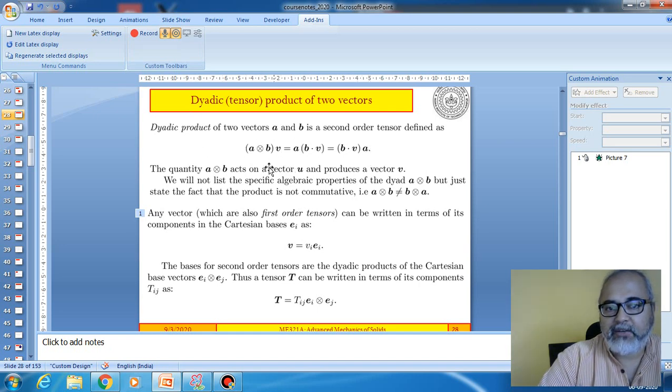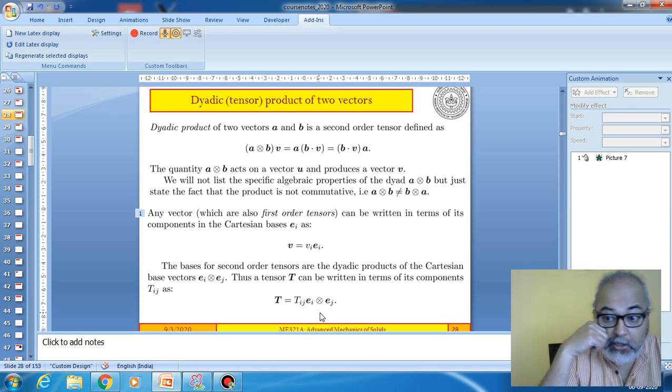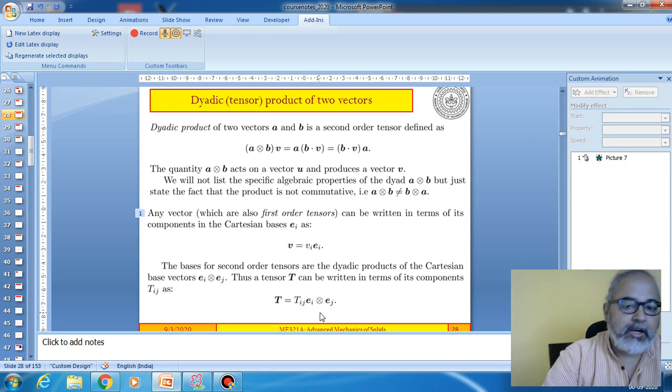Once we have defined the dyadic product of two vectors through this relation, we made the point that any tensor has the dyadic product of the Cartesian base vectors E1, E2, E3 as its basis. So a second order tensor has Ei dyadic Ej as its basis. A first order tensor, that's a vector, has just Ei as its basis. A third order tensor would have Ei, Ej, Ek as its basis. Fourth order would have Ei, Ej, Ek, El as its basis, and so on and so forth. So you can define any order tensor with a suitable basis in the Cartesian coordinate system.